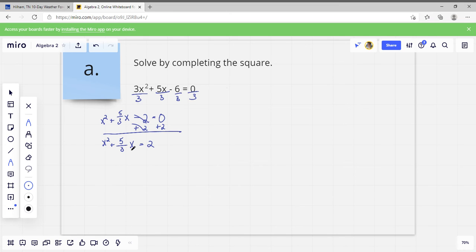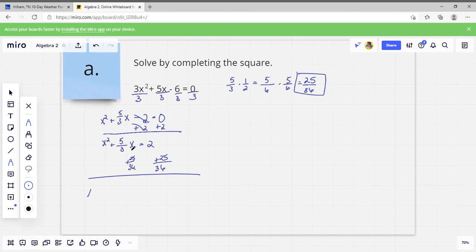Okay, so now we got to do 5 over 3. We take our middle term and we multiply it times 1/2. 3 times 2 is 6. And then we square it. We get 25 over 36. So we got to add that, 25 over 36, to both sides. So plus 25 over 36. And then over here, plus 25 over 36.